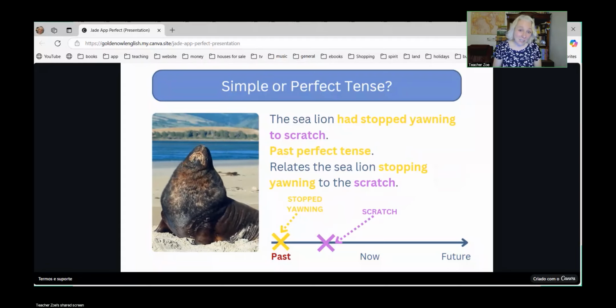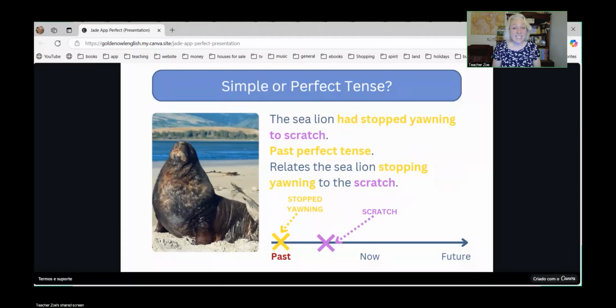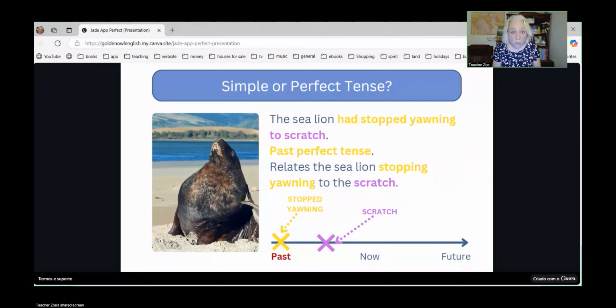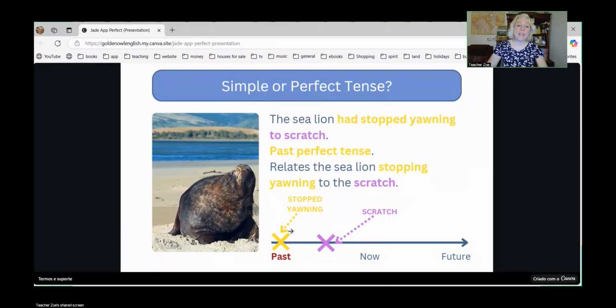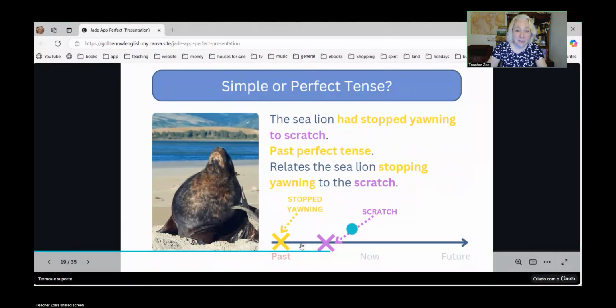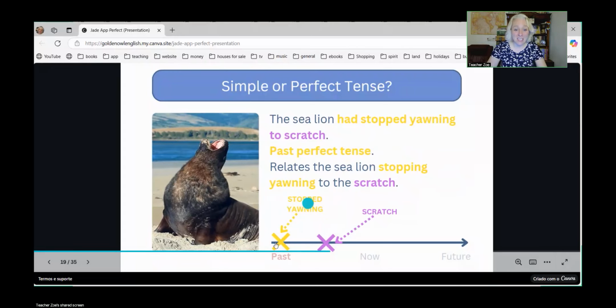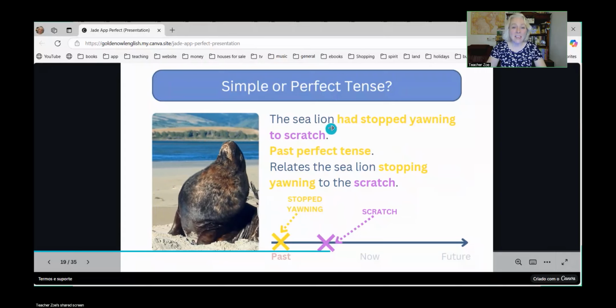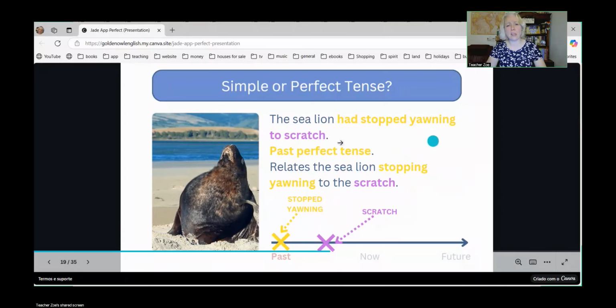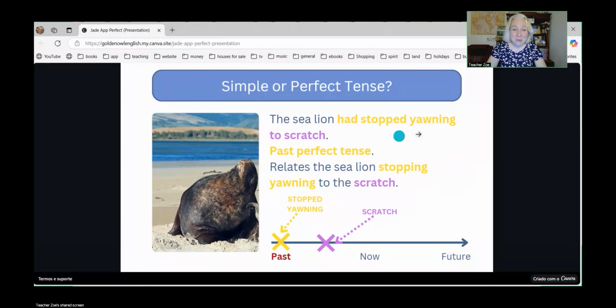Now, we're going to make a little bit of a more complicated sentence. The sea lion had stopped yawning to scratch. So now we're in the past perfect tense and we have an event, an action, the action of him stopping yawning, but we're relating it to a later event, scratching. He had stopped yawning to scratch. So we've got this action and then we're relating the two things together.